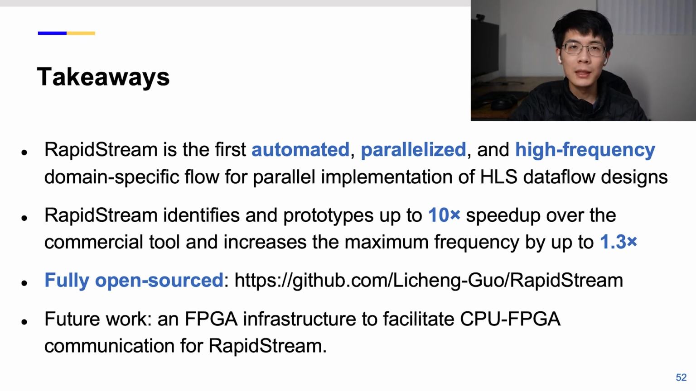Finally, it remains as future work to build a corresponding infrastructure for RapidStream to enable communication between the host and the FPGA.